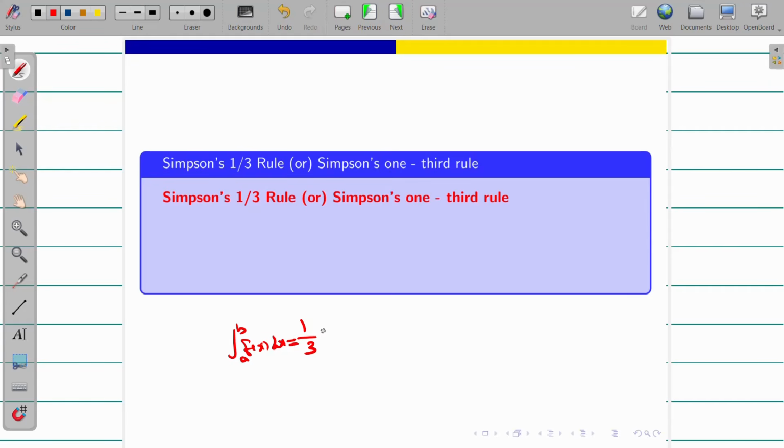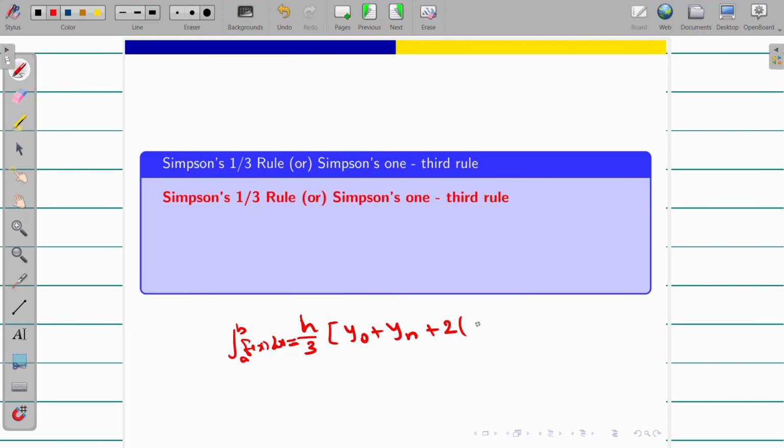As usual, h will be there, so that's why it will be h/3. You can take h into 1/3 also. So first value plus last value, that is yn, plus 2 times of even values, that is, in the suffix of y, even values we have to take.